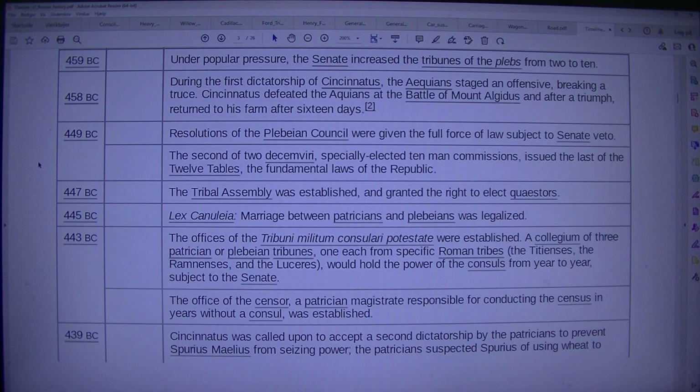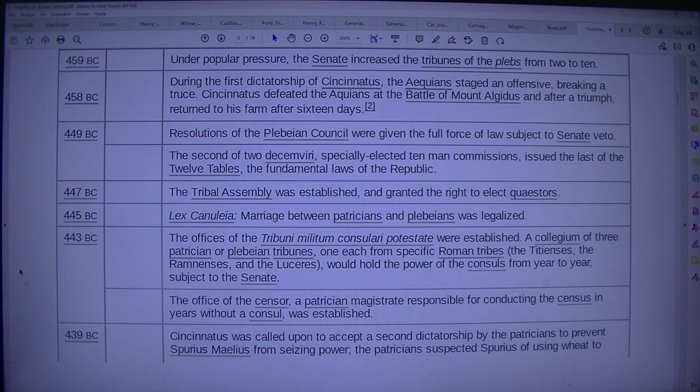The second of two Decemviri, specially elected 10-man commissions, issued the last of the 12 Tables, the fundamental laws of the Republic. 447 BC. The tribal assembly was established, and granted the right to elect quaestors. 445 BC. Lex Canuleia: marriage between patricians and plebeians was legalized. 443 BC. The offices of the Tribuni Militum Consulari Potestate were established.